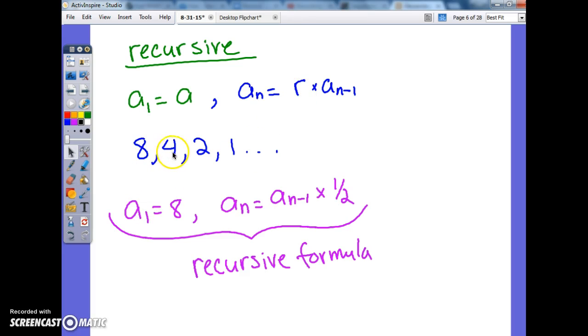Okay, so for this sequence, 8, 4, 2, 1, here's my recursive formula. A sub 1 equals 8. The nth term equals the preceding term times the common ratio, which is 1/2. And that is it. Very similar to what's required in arithmetic: first term, and instead of the common difference, the common ratio. Okay? A sub n equals a sub n minus 1 times the common ratio, 1/2. Alright? So that would be the recursive formula. We have to have the given. Alright? That's what we'd have for a geometric sequence.